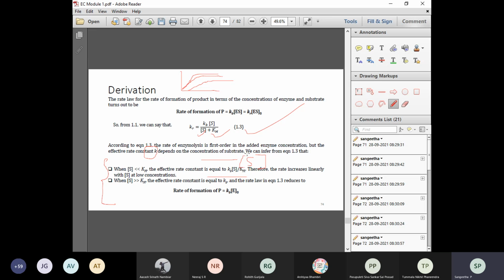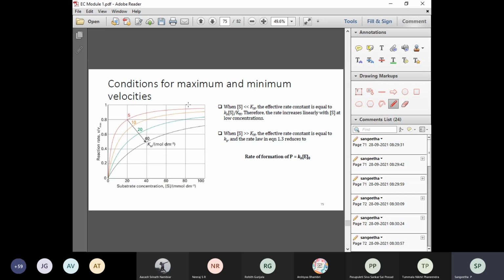In this case you can see the conditions when the free substrate is greater than the Michaelis constant, and when it is less. So the effective rate constant will be equal to Kb, and the rate law can be written this way. The rate of formation of product is equal to Kb into E naught. So this is another step, and you can see the conditions for maximum and minimum velocities.